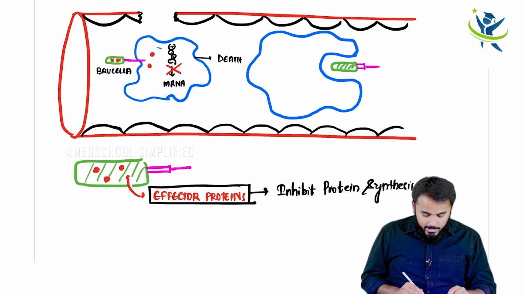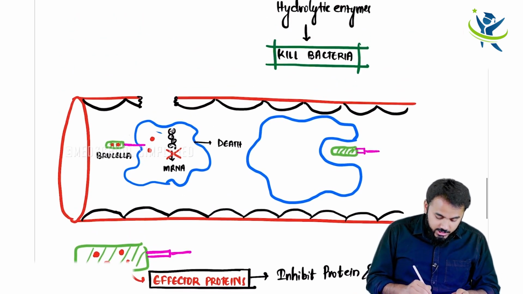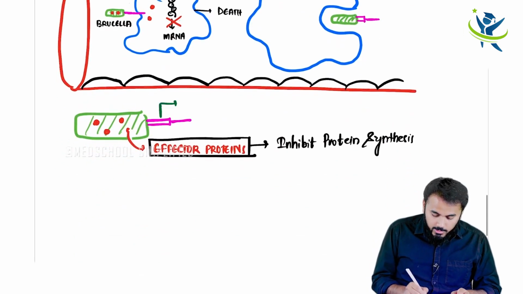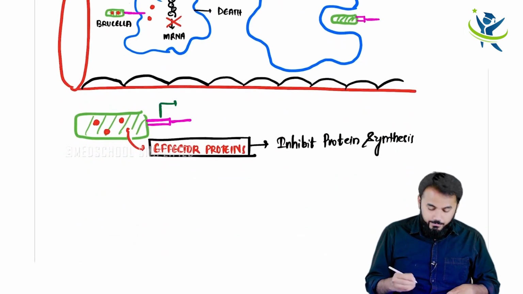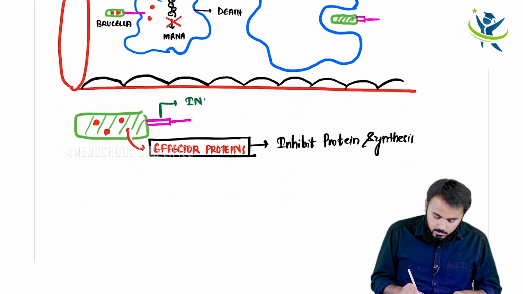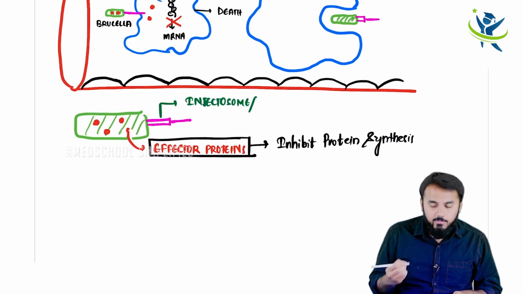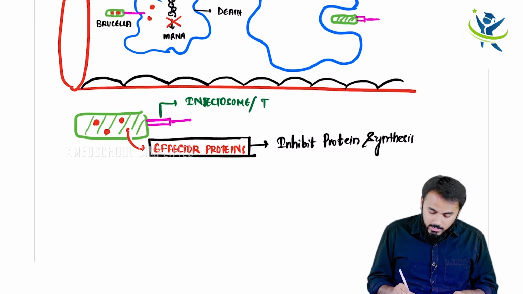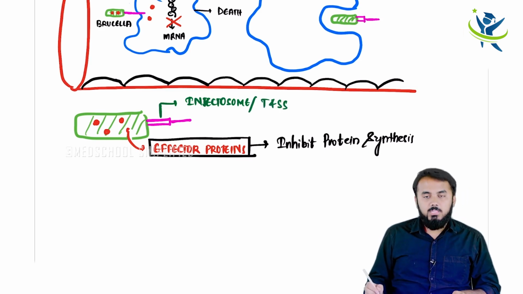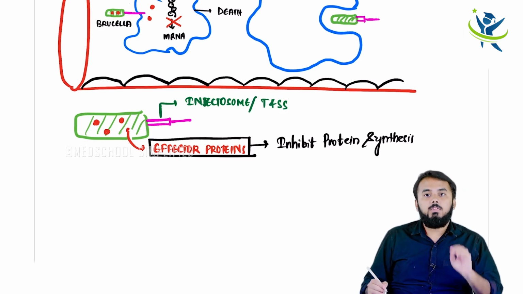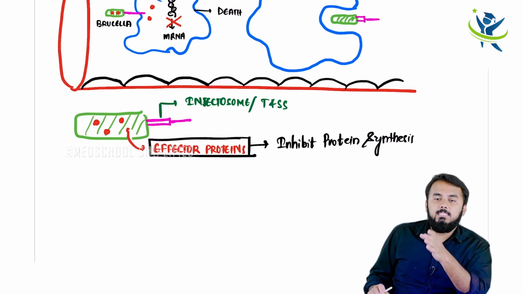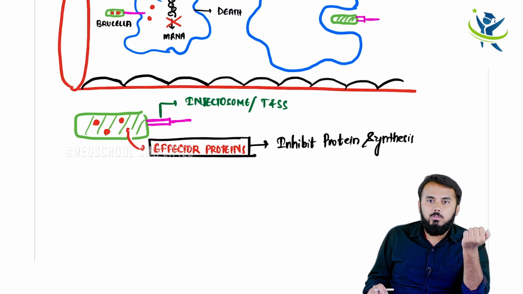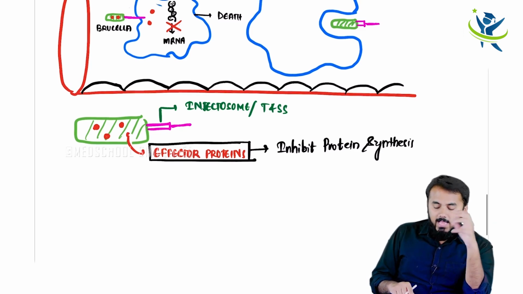And by the way, I forgot to tell you the name of this injection-like molecule. This molecule is called the injectosome, or the other name for this injectosome is T4SS. What does T4SS stand for? T4SS stands for type 4 secretory system, because it is secreting those effector molecules. Okay, so it will engulf it.